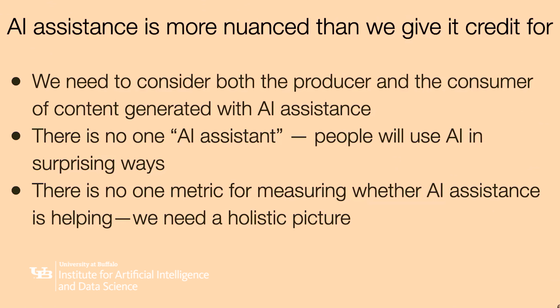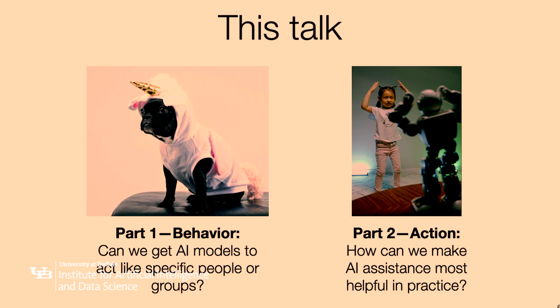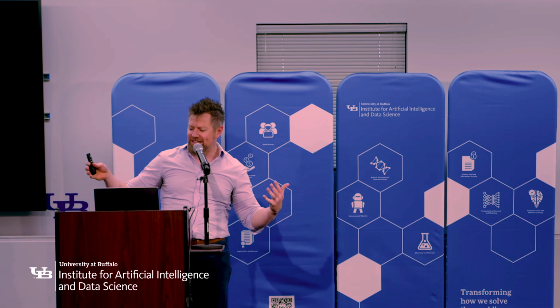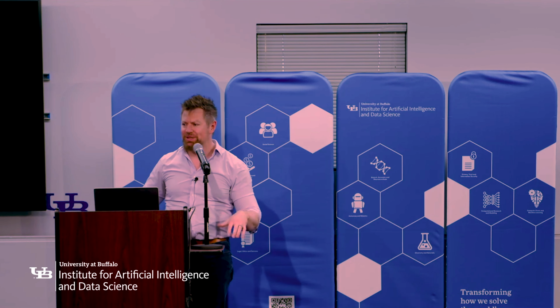I think AI assistance is more nuanced than we want to give it credit for. There's no one AI assistant. There's no one agentic AI, and for the effect, we really need a holistic view. There's no one metric that's going to tell us whether it works or not. So for this talk, I talked about how we might steer models to different kinds of behaviors or take on different kinds of perspectives. I talked about how we might get the AI system to help us behave in certain ways, behave better.